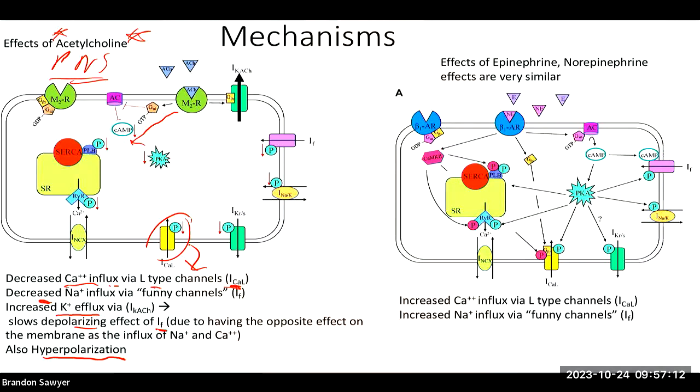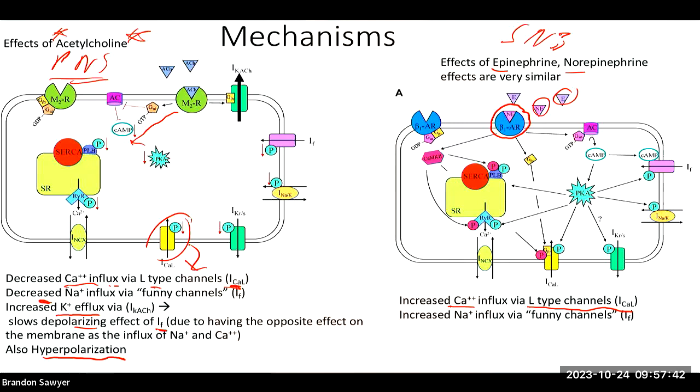Okay, so then let's look at the sympathetic side. So sympathetic nervous system here. Epinephrine and norepinephrine have very similar effects. It shows them both up here. We're seeing a beta-1 adrenergic receptor with norepinephrine binding to it. And the two primary effects here are, first, we're increasing calcium influx via those L-type channels.